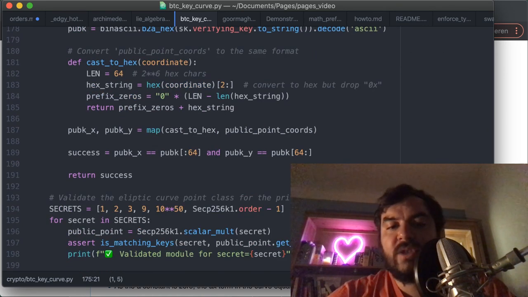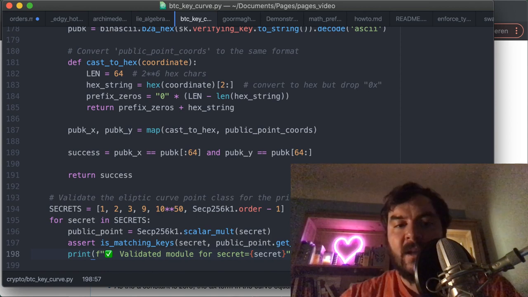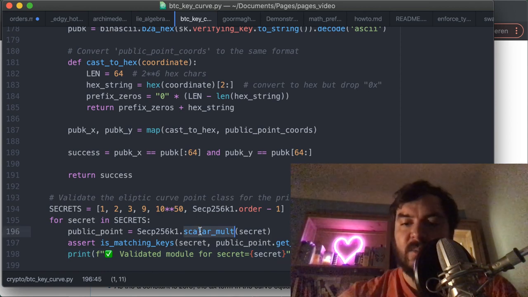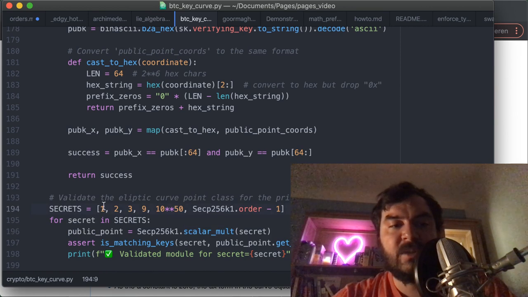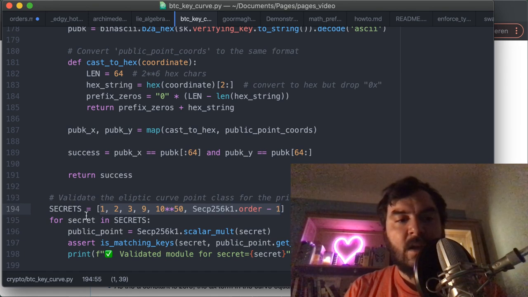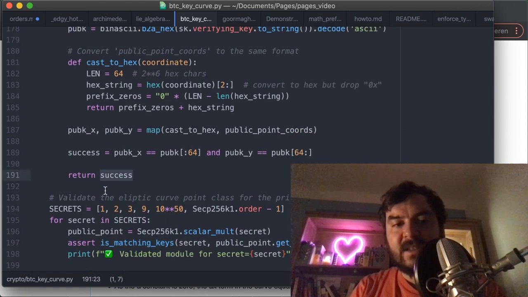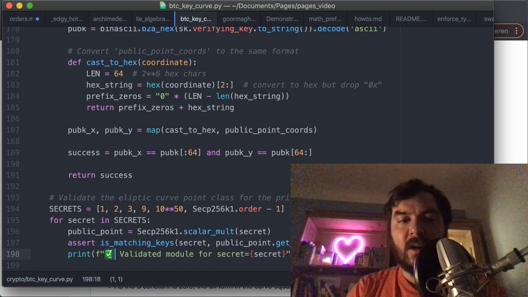Okay, and I use this then to test the more professional elliptic curve library against my scalar multiplication function. This is the multiplication function that we just saw is a member of this class. I define some secrets here, 1, 2, 9, some huge one, and then the biggest secrets. These are the private keys, just not in hex format, but they are the same private keys, just in decimal representation. And then I loop over this list of secrets, I compute the public points with the custom implementation, and I call this check function. And if it's a success, then I assert it. If I do anything wrong, then this will fail. And then I print out a check mark, validated the secret.